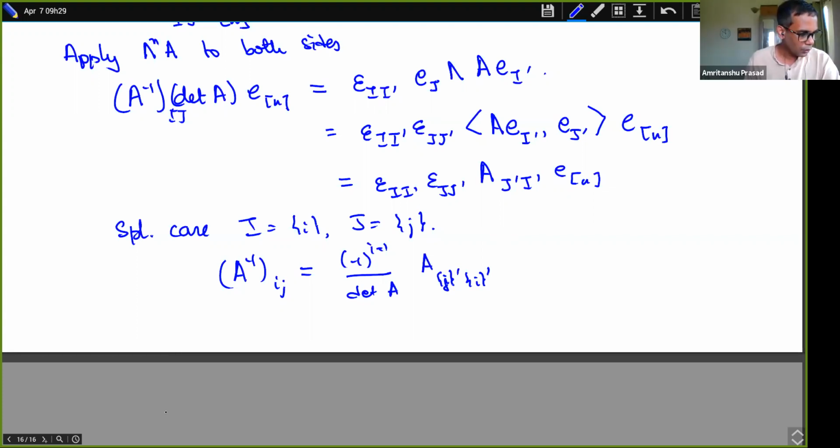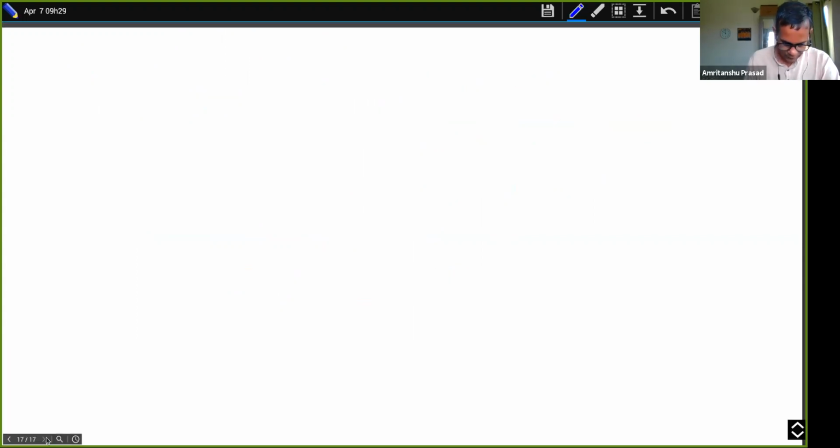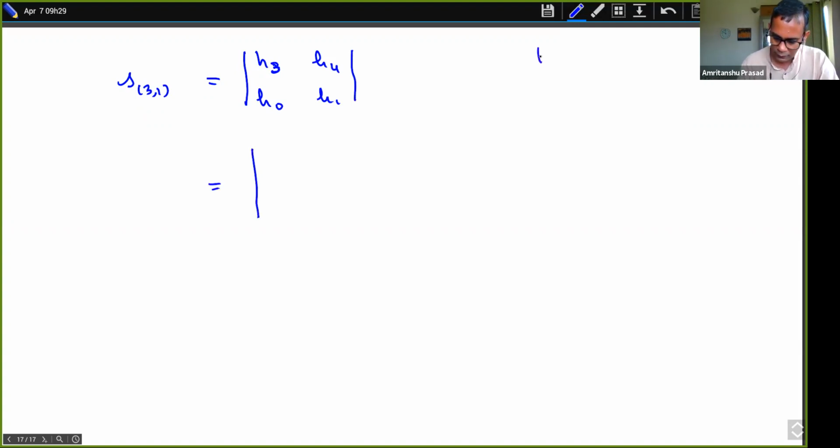So okay, so now what does this have to do with the Jacobi 2D? So let's just look at an example. So already we saw that S31 in the Jacobi form is H3, H4, H0, H1, and in the 2D form it is, so we look at 3, 1. So the Young diagram is given by this, and so lambda prime is 2, 1, 1.